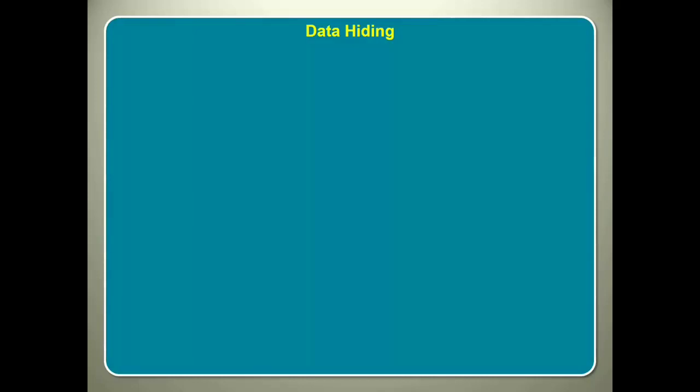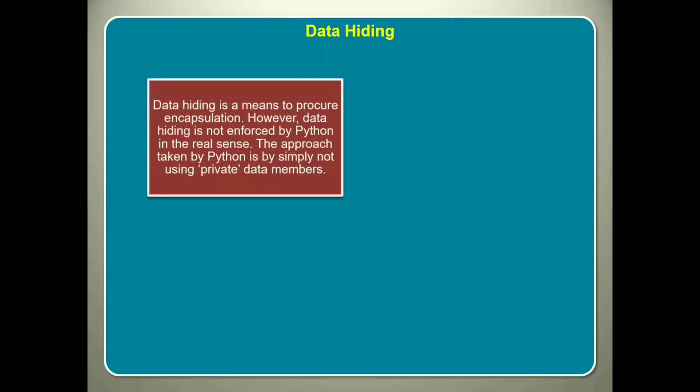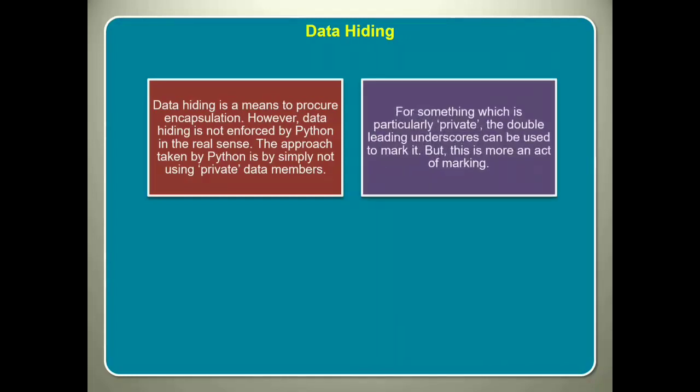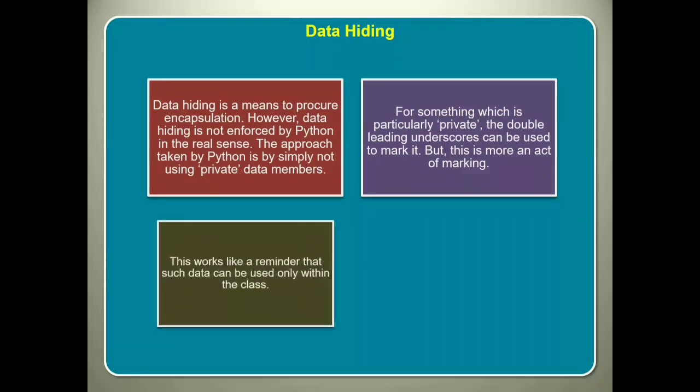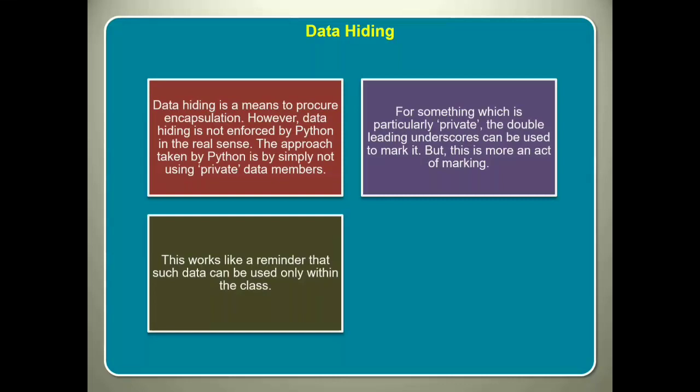Let us now move on to learn about data hiding. Data hiding is a means to procure encapsulation. However, data hiding is not enforced by Python in the real sense. The approach taken by Python is by simply not using private data members. As we have learned earlier, for something which is particularly private, you can use the double leading underscores to mark it. But this is more an act of marking. Actually, this works like a reminder that such data can be used only within the class.